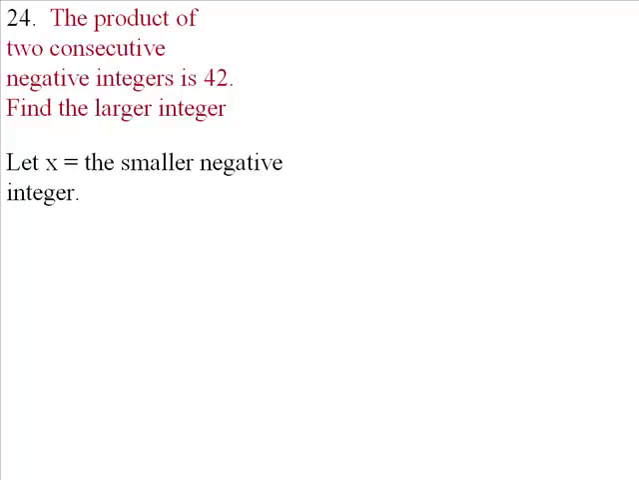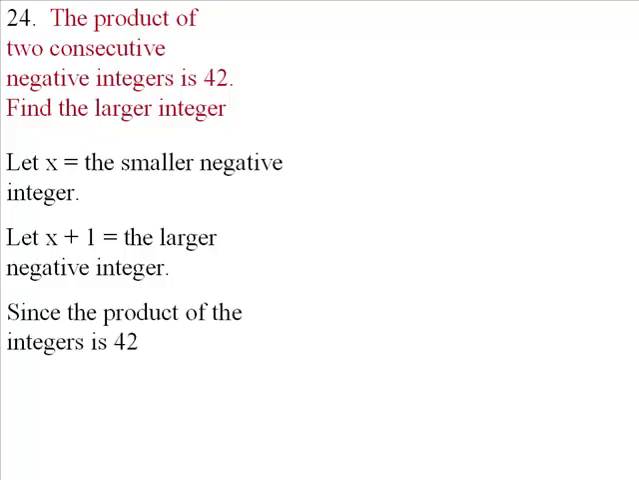So you'd have x plus 1. That'll be your next integer. Now they say the product of two consecutive negative integers is 42. So if the product is 42, you're going to multiply these two numbers together. So you're going to start off with x, and you're going to multiply it by x plus 1, and you're going to come up with 42 as the product.